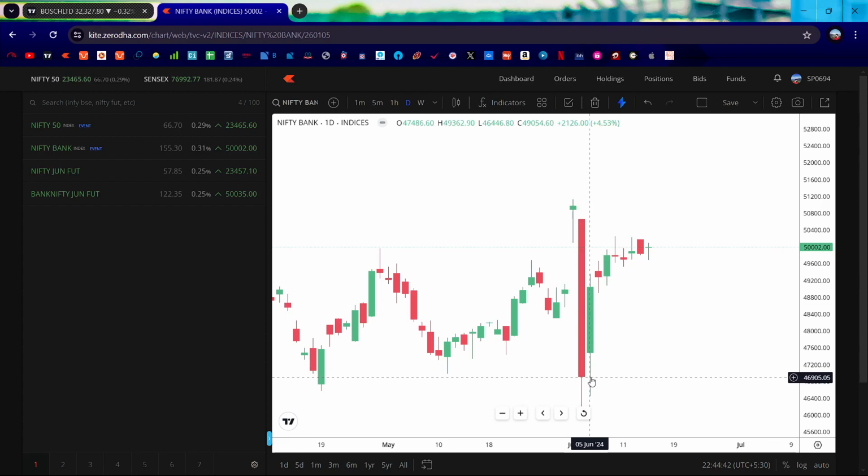And the next day, that is the 5th of June, the price opens here at 47,481, goes up till here, or goes down till here within the same day and closes at 49,052. So this is how we read candlesticks. I hope you have a better understanding now.